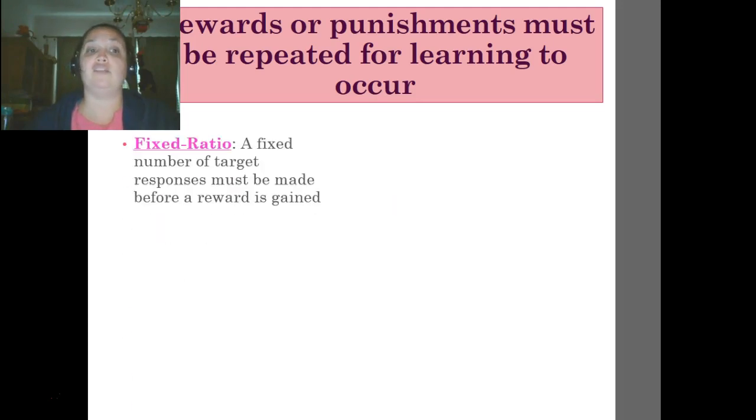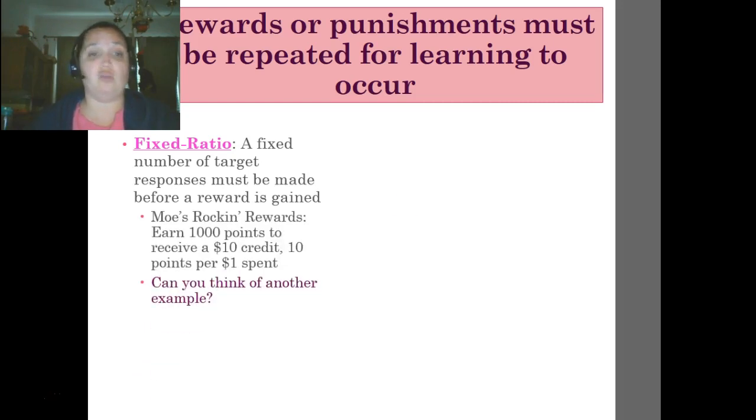Sometimes you need what's called a fixed ratio, a number of target responses made before a reward is gained. A great example is Moe's Rockin' Rewards, or I don't know if they still have that anymore, but you earn 1,000 points and you get a $10 credit. You get 10 points for every dollar you spend. That's a fixed ratio. You spend $1, you get 10 points every single time.